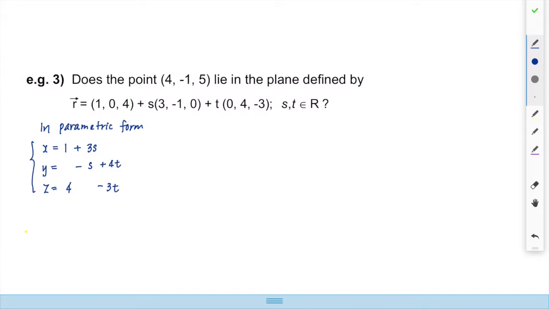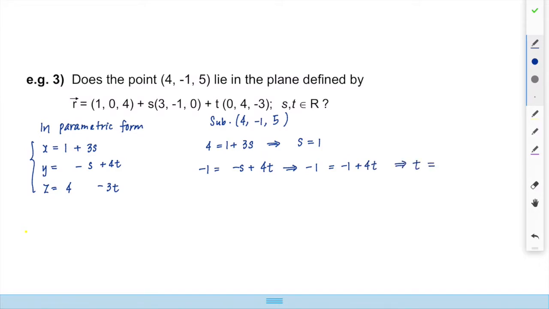Okay, so I'm going to substitute 4, -1, and 5. Let's see, so 4 is equal to 1 plus 3s. This implies that 3 equals 3s, so s is equal to 1. And then substitute -1 as y. I have -s plus 4t. But then I can substitute what I found, s is equal to 1. And if I solve for t using these values, I have -1 plus 1, 0. So t is equal to 0.